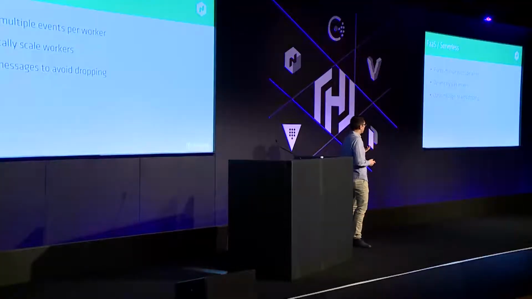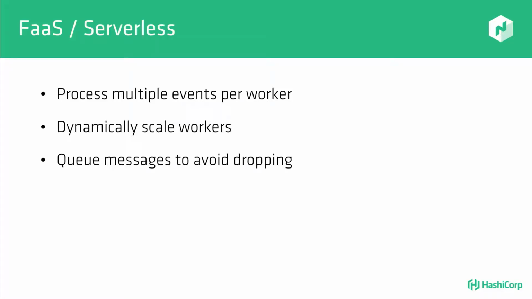And so how do we actually solve these fast serverless type patterns as they are emerging? Well, there's a few things we have to do. One is actually do more than one piece of work per execution, so process multiple events. We want to still dynamically scale our workers to avoid that over-provisioning, and we want some level of queuing so that if there's a burst of messages, we don't just drop them on the floor.